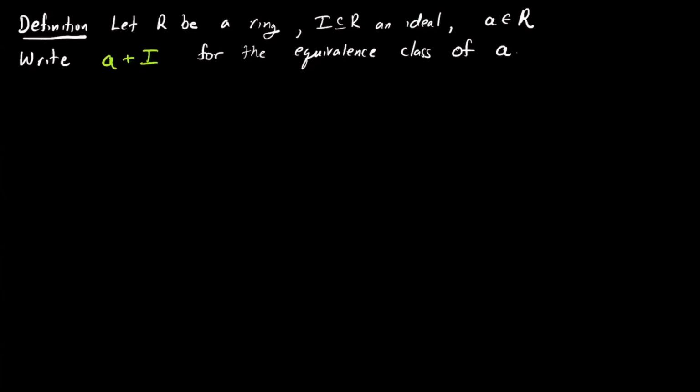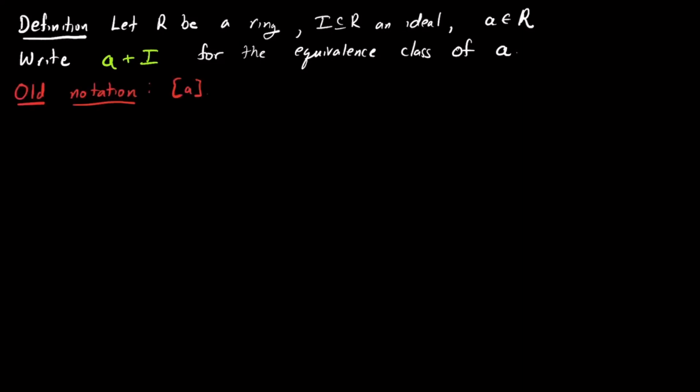Okay, so now we can talk about equivalence classes modulo I, and we're going to change the notation up a little bit from our equivalence relation video. So I'll let R be a ring, I a subset of R an ideal, and A be an element of R. I'll write A plus I for the equivalence class of A. And then the question you might have is, well, why did I choose that notation? Why does that notation make sense? So let's explore this a little bit.